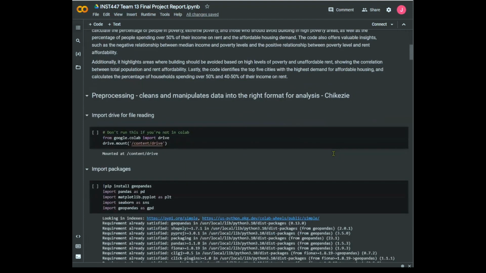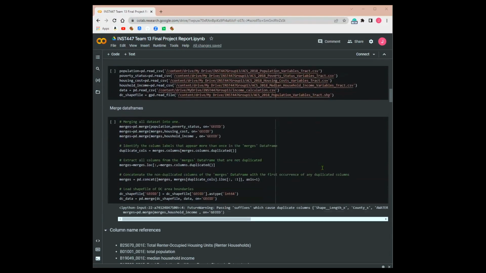Okay, so for the pre-processing steps, first we had to import the packages that we needed. At the same time, we got the data sets that we needed to merge. We used 4 to 5 data sets: the population, the poverty status, the housing cost, the household income, and so on, and the DC shapefile to create the heat map.